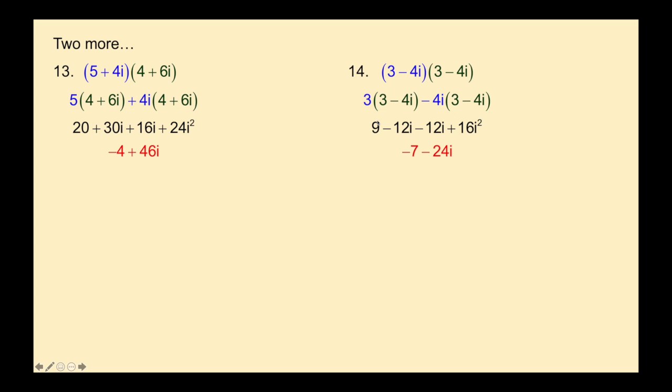And then for 14, I've got 3 times 3, which is 9. 3 times negative 4i, which is negative 12i. Negative 4i times 3, which is negative 12i. And negative 4i times negative 4i, which is positive 16i squared. That i squared is going to change, making this a negative 16. So 9 and negative 16 combine to give me negative 7, and then negative 12i and negative 12i combine to give us negative 24i.